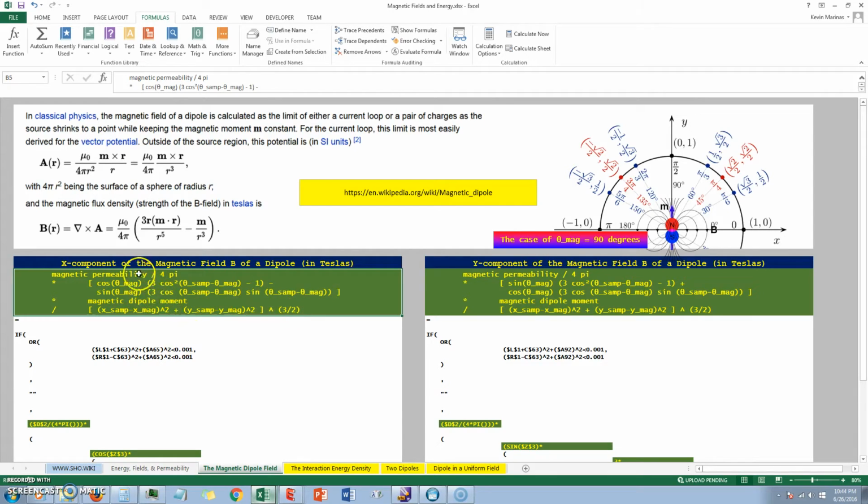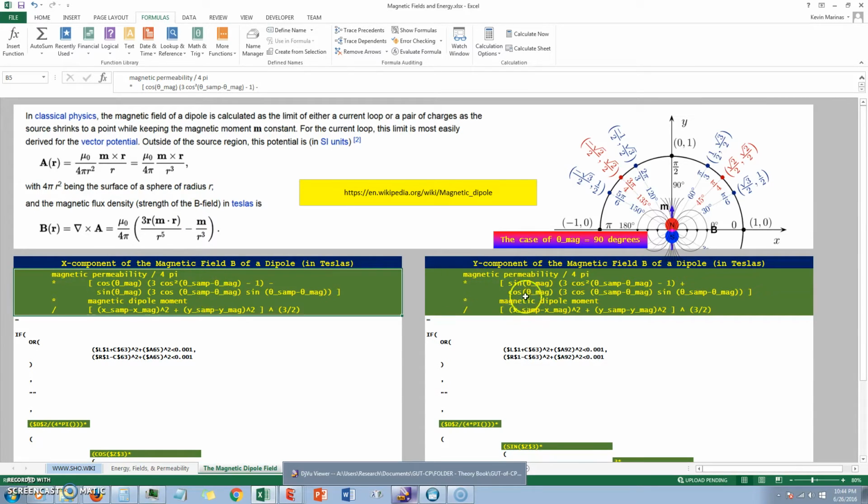Okay, and we have a situation if the magnet is rotating, then the x and y contributions of each of these terms would rotate with it. So when the theta mag is 90 degrees, this value here would actually be pointed in the direction of 270 degrees, this term with the minus sign.